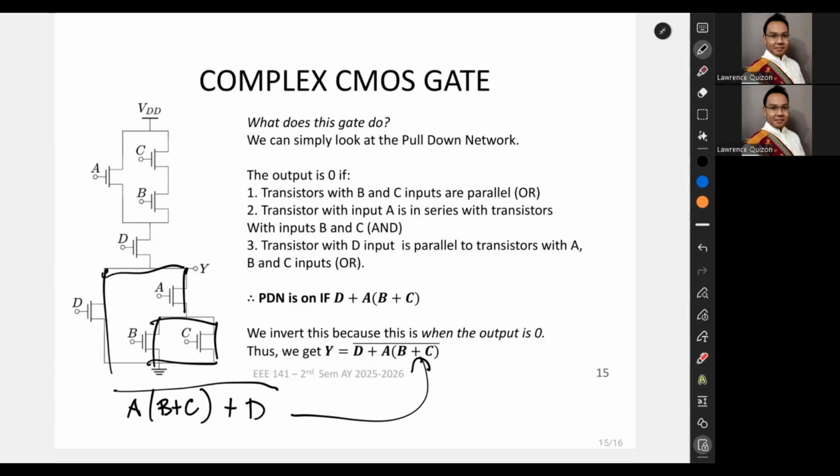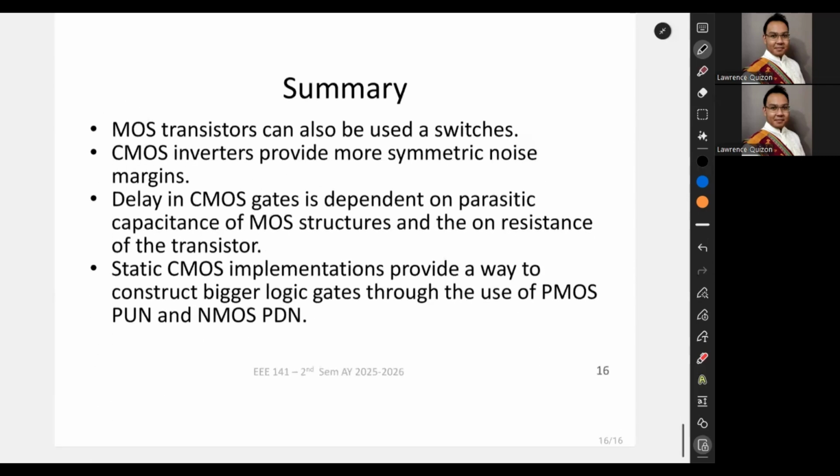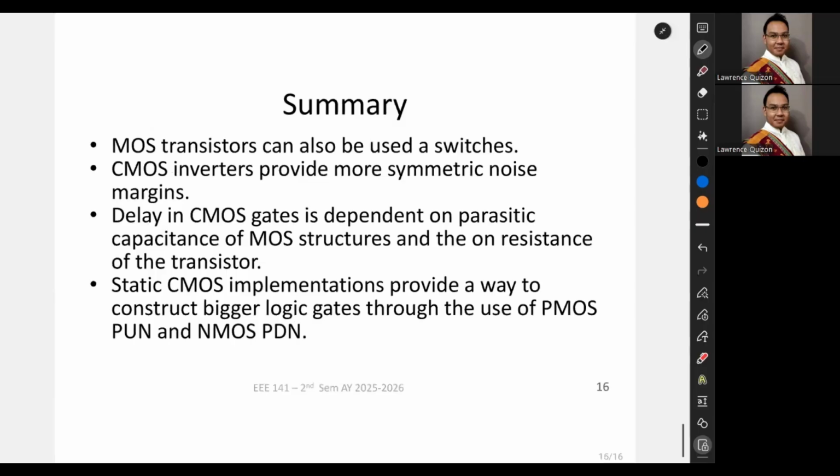So it is very quick. You don't even care about this. But when designing, it is important to get the pull-up network correct. So in summary, we can use MOS transistors as switches, and CMOS is actually one of the best gates that we can implement. Okay?